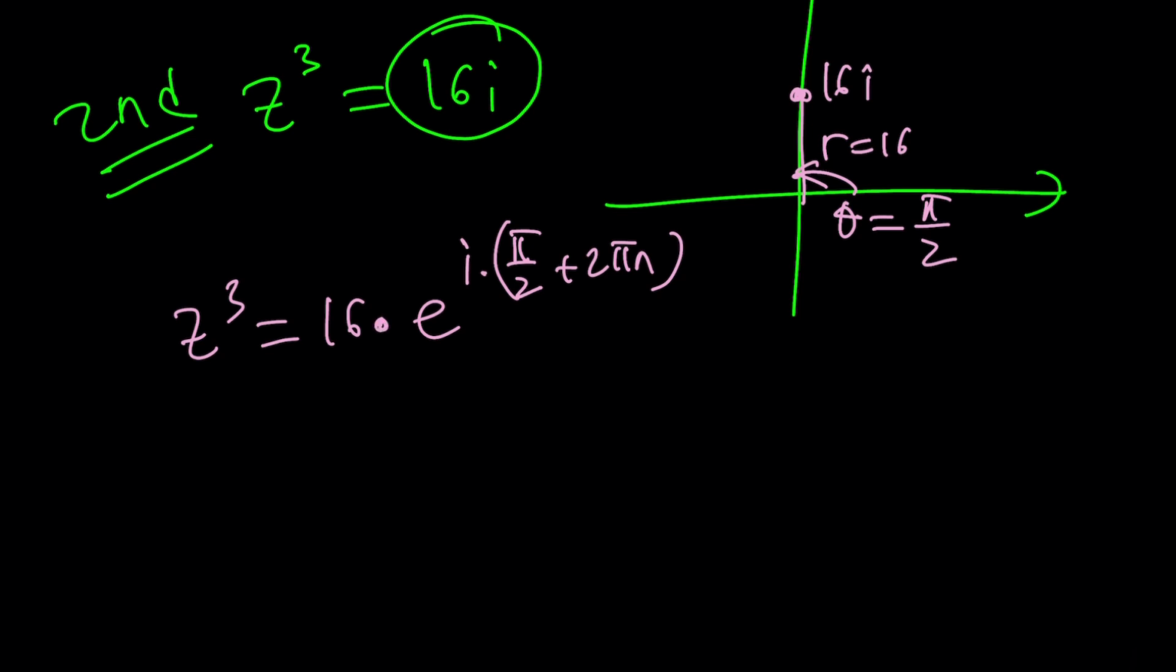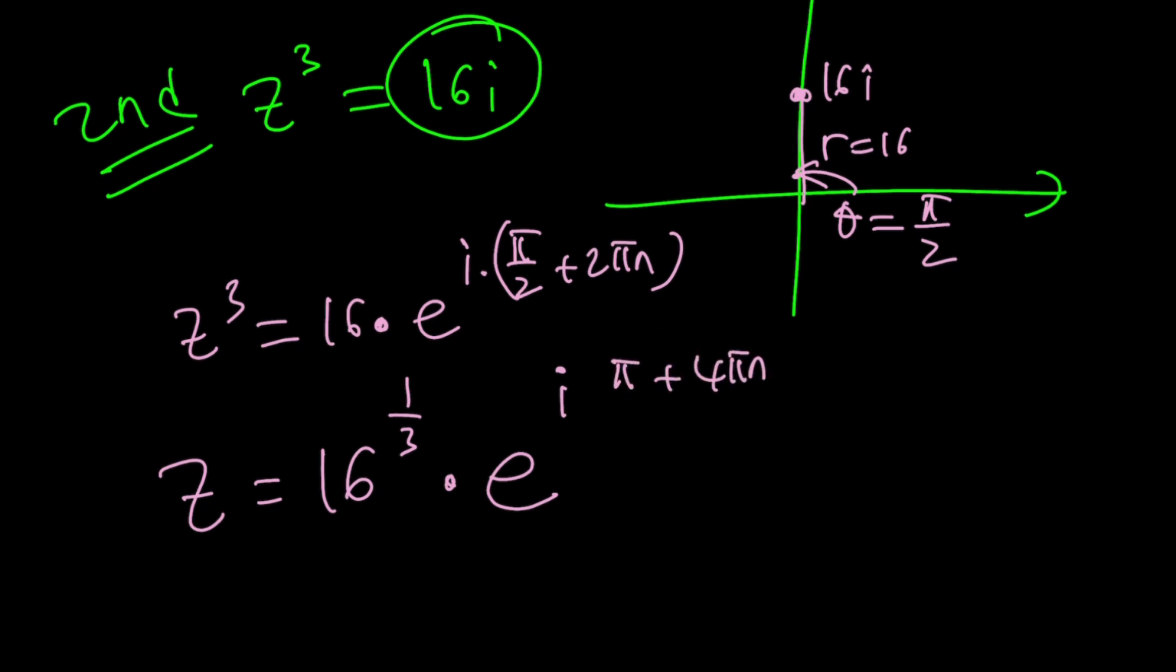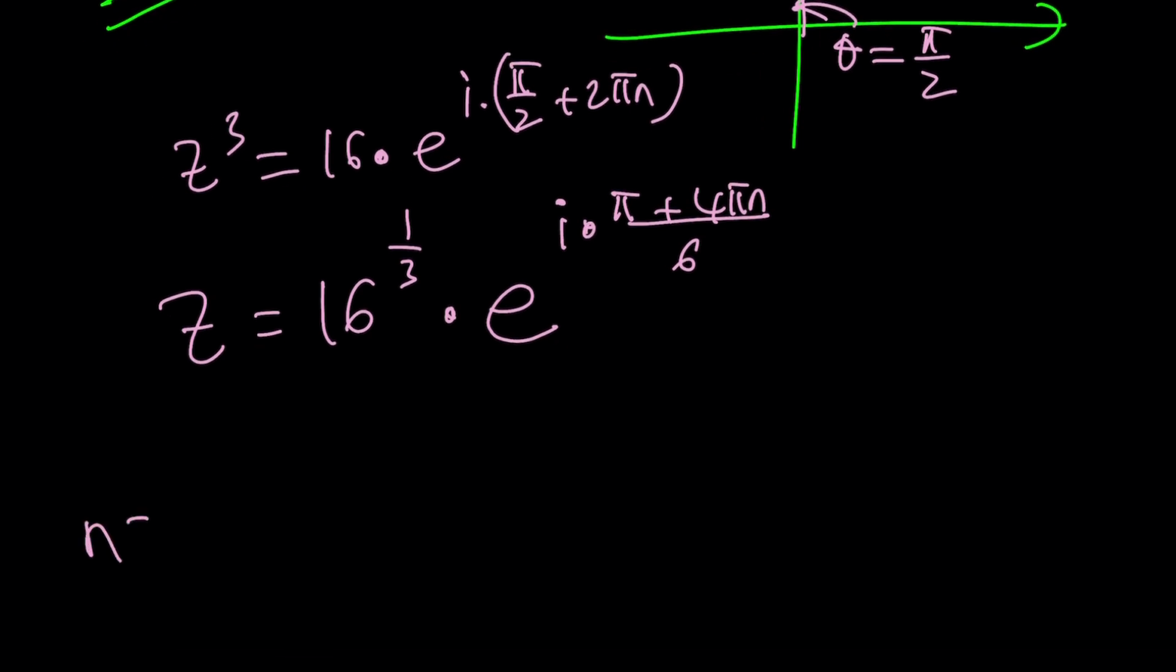So here, we can go ahead and raise both sides to the power 1/3. That'll be 16 to the power 1/3, and this will be divided by 3. So I could probably do it as follows: pi plus 4 pi n, divided by 2, but then divide by 3, so that'll be 6. Now you can go ahead and replace n with 0, n with 1, and n with 2. That should give you 3 solutions, because there should be 3 cube roots.